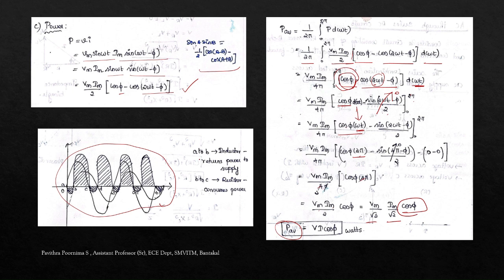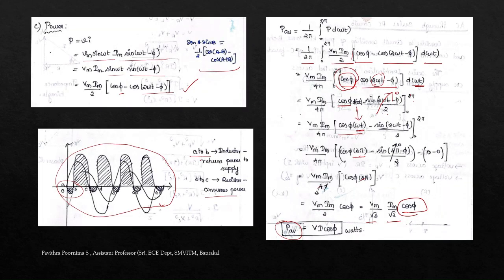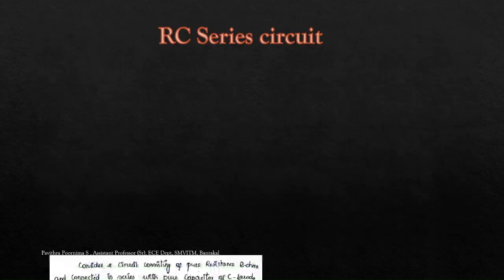What this says is, from A to B, the inductor returns power to the supply. The negative half cycle represents returning power, and the positive half cycle is consuming power. From B to C, the resistor consumes power, and again from C to D, the inductor returns power. So that's about the RL series combination. And next, the RC series combination.